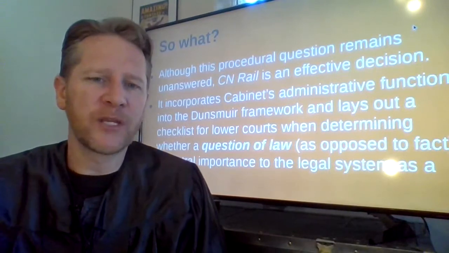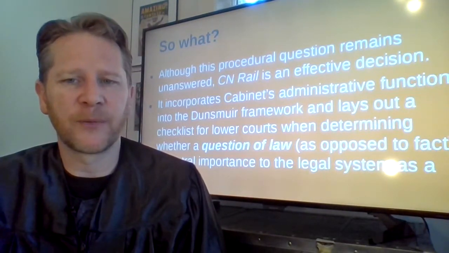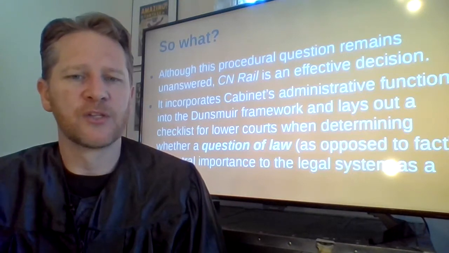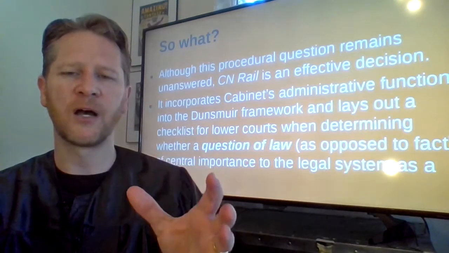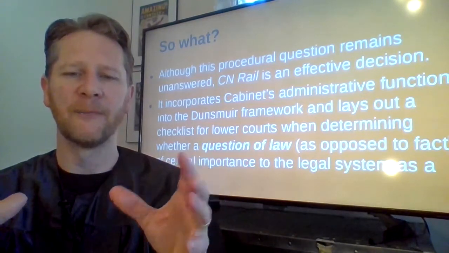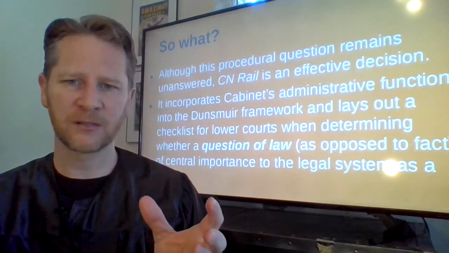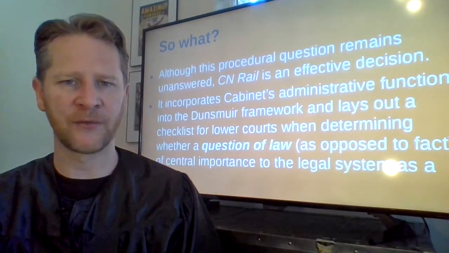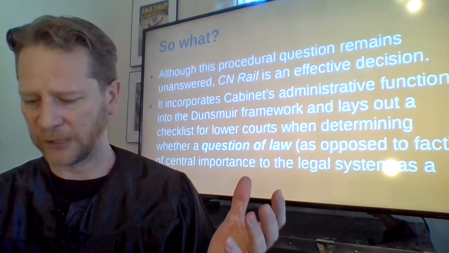Okay, so why do we care? It incorporates cabinet's administrative functions into the Dunsmuir framework and lays out checklists for lower courts. So what we have here is the questions of law and how things are done as a whole, right? We're not just looking at the system as fragmented parts. We're looking at how it functions together. And if the governing council is part of that, Dunsmuir extends to that as well.